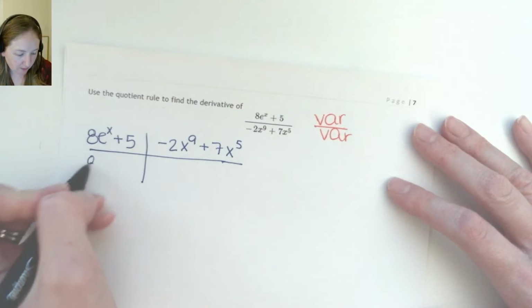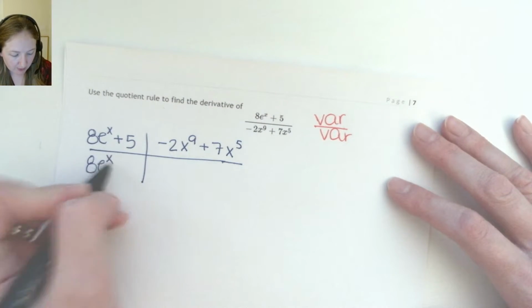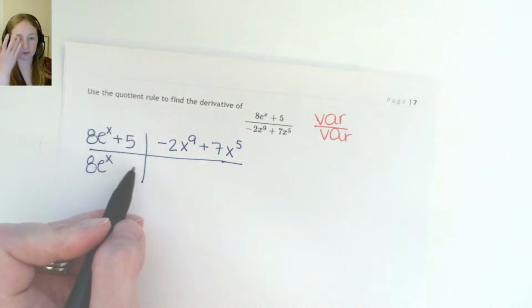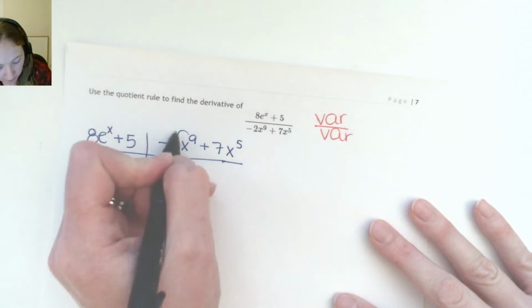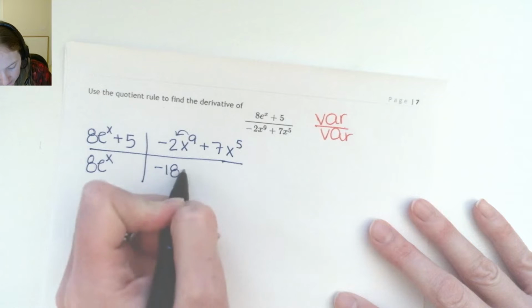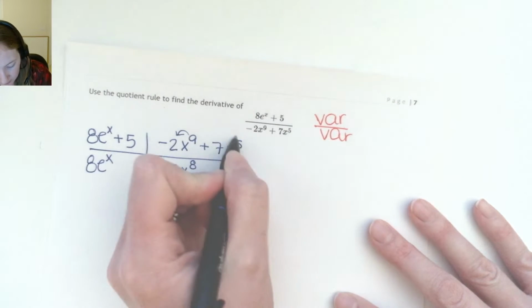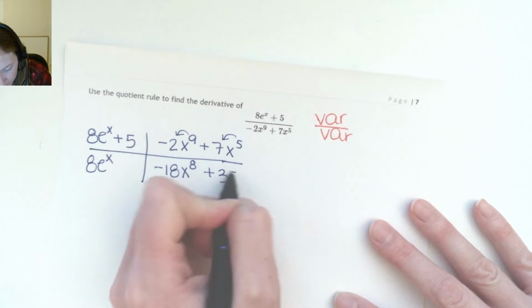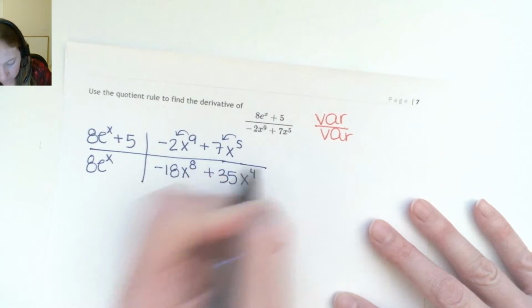So the 8e to the x will just be 8e to the x, and then the plus 5 will go to 0. Over here, bring down the 9, get negative 18x to the 8th, and then 5 times 7 to get 35x to the 4th.